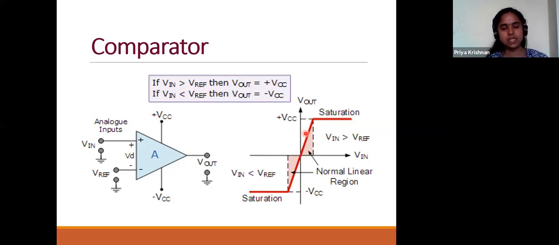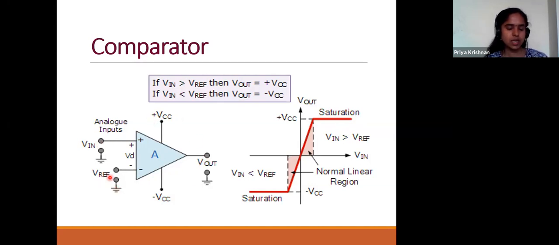So we will discuss 2 more applications where the op-amp works in the non-linear region, that is the saturation region. Now I'm going to work the op-amp only in the saturation region. So there is no feedback in the network. See, there is no feedback. So 2 inputs, 1 output.